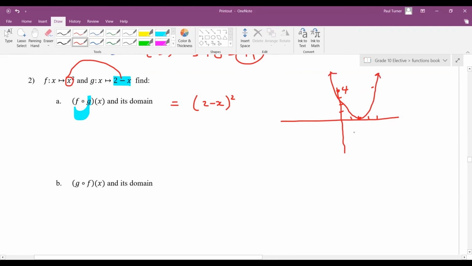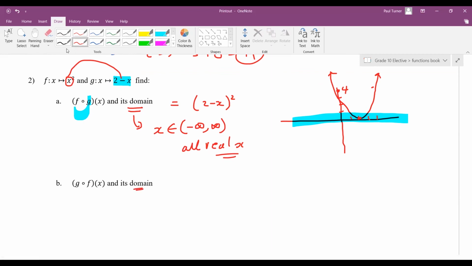And for quadratics, the domain is all real x. Okay, you can see that looking at this graph. I'm not stopping the graph anywhere, am I? I'm letting it go for as far as it wants to go. So your domain here is all real x, because the graph is not stopping anywhere. You could write x is a member of minus infinity to infinity, or all real x, for that one. And this one, you're going to get the same result for the domain. The graph just looks a bit different.